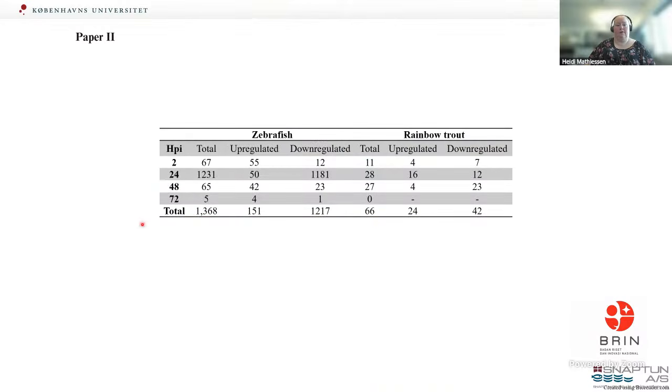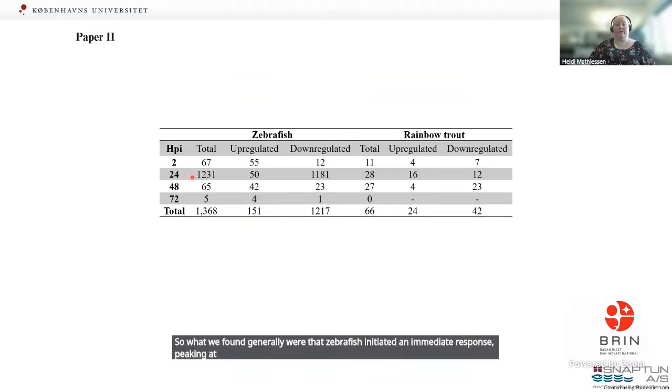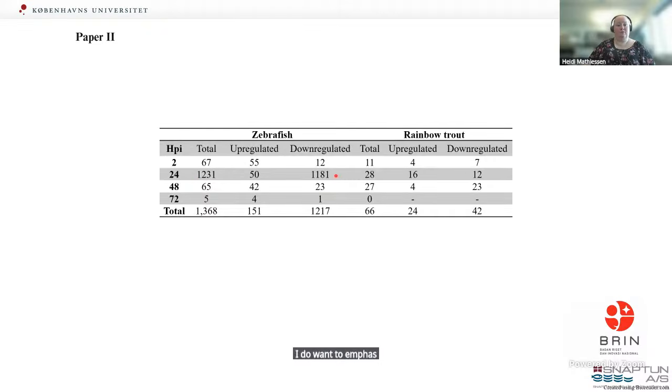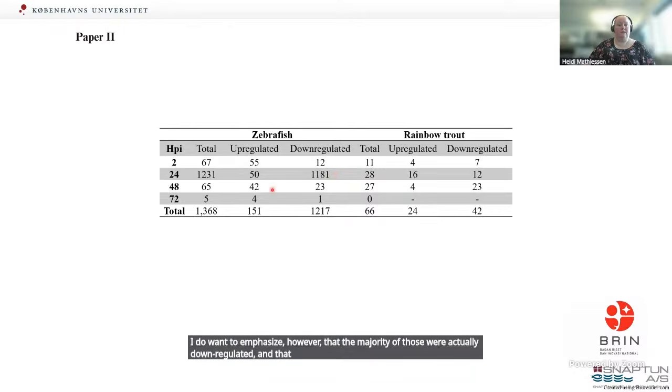So what we found generally was that zebrafish initiated an immediate response, peaking at around 24 hours with 1,231 differentially expressed genes. I do want to emphasize, however, that the majority of those were actually downregulated, and that very rapidly after this, the number of genes went down and the response normalized.